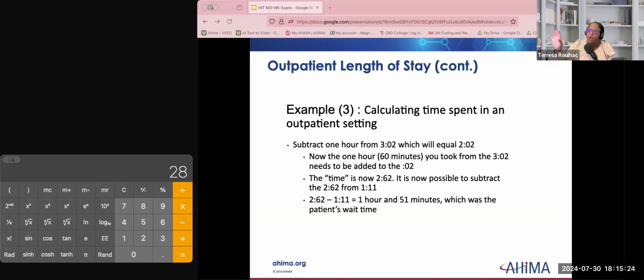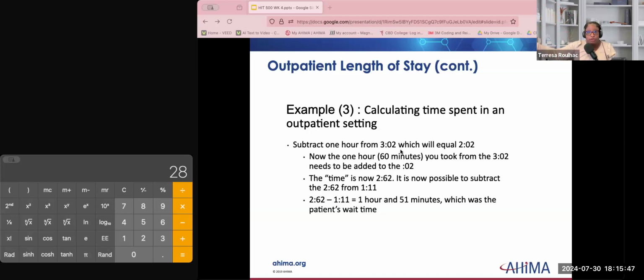Now, a lot of other facilities do that as well. So trying to figure out calculating the time spent in an outpatient setting, we subtract 1 hour from 3:02, which will equal 2:02. And you would have a chart which would have everything, time here, time there. We have an example that we're going to go over, but this is just how you would kind of figure it out.